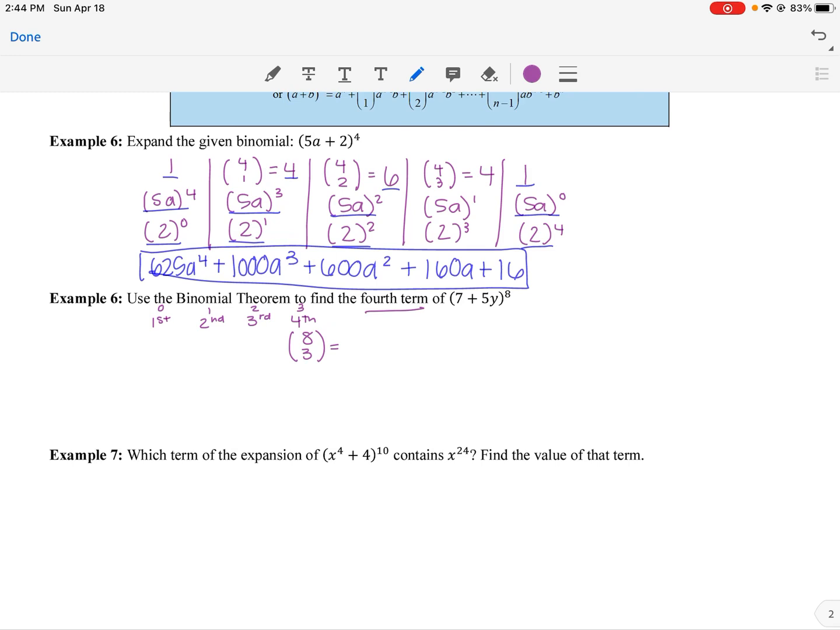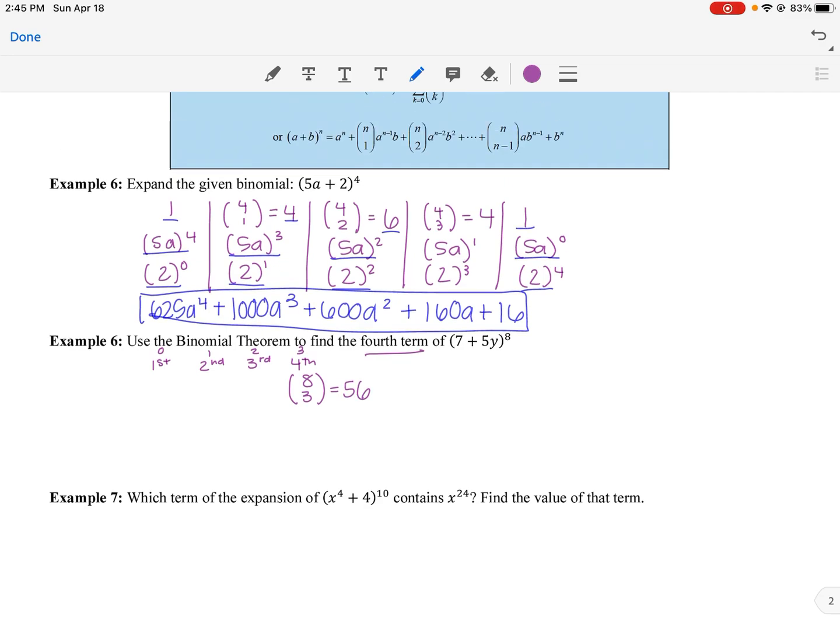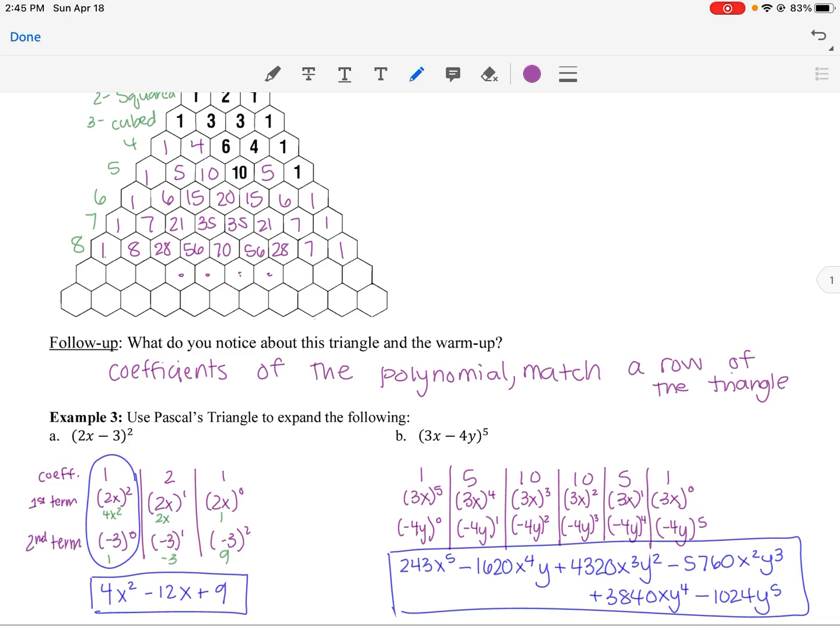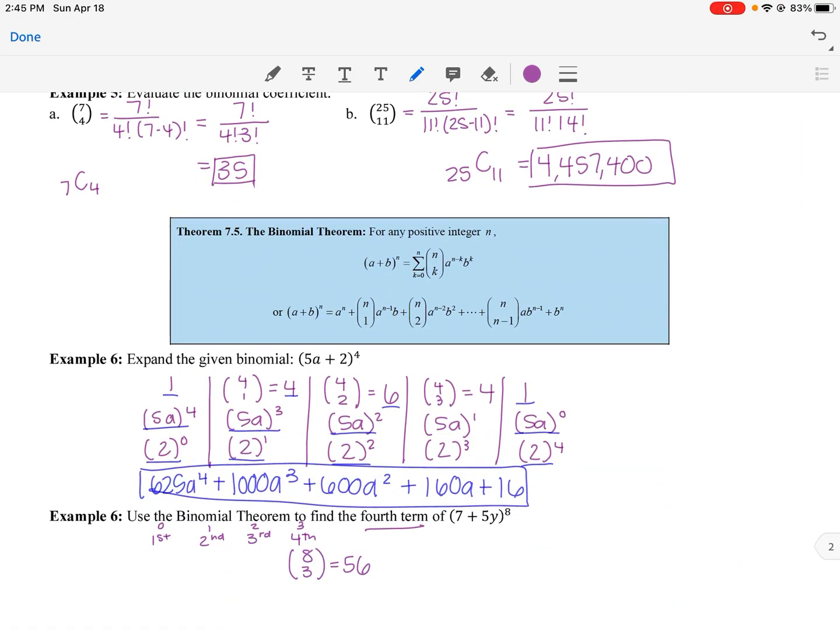Sorry, I thought I had this right in front of me, and I don't, so I'm going to have to type it in. Give me 1 second. 8 choose 3. On our calculator, math. So 8 choose 3, we get 56. And notice that does match as we look up here. The 4th term should have a coefficient of 56.